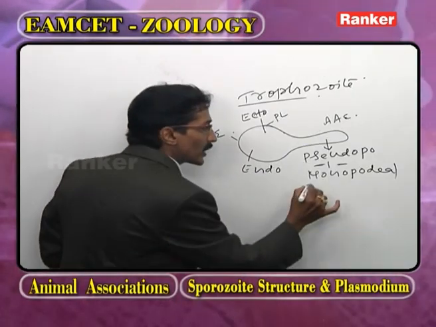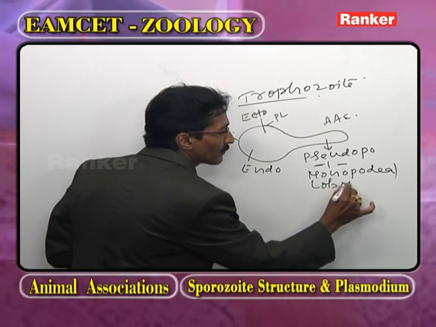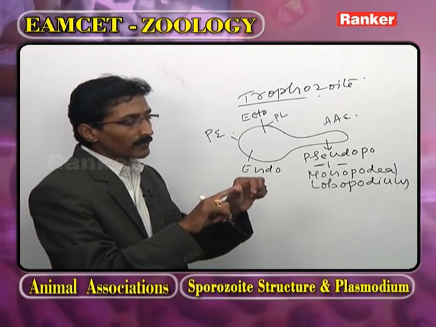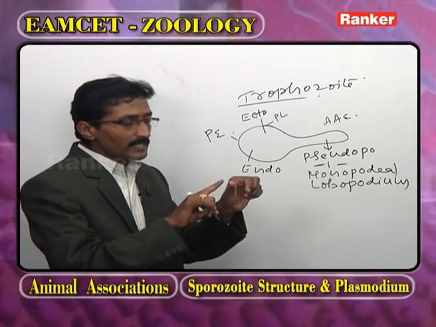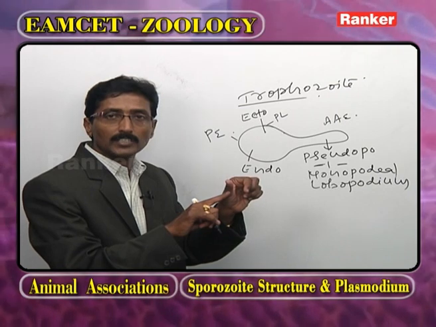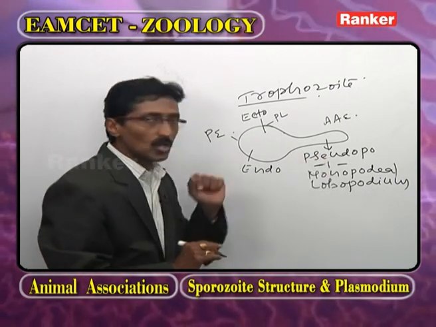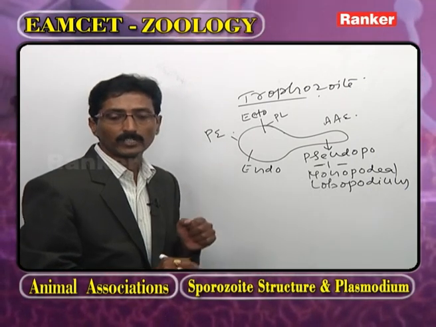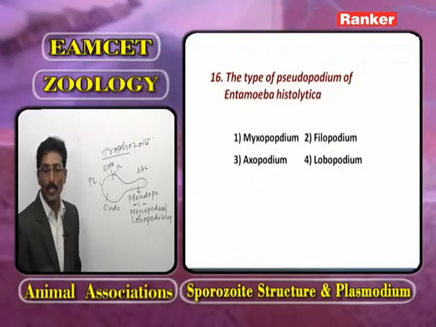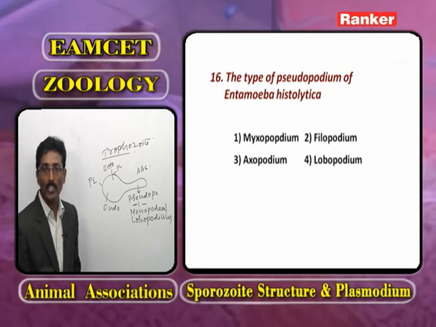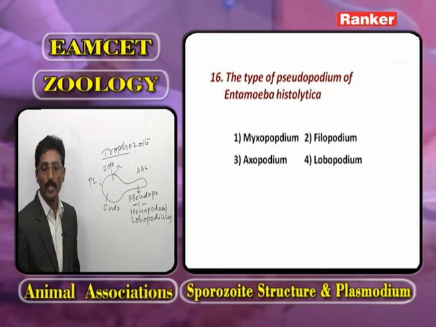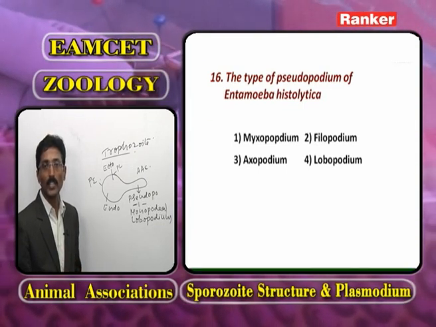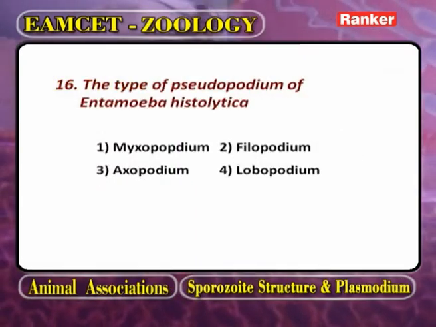What type of pseudopodium it is? The lobopodium. What is meant by lobopodium? The pseudopodium is blunt and finger-like. Such type of pseudopodium we call the lobopodium. Here the pseudopodium helps in food collection and amoeboid movement. Now, what type of pseudopodium does Entamoeba histolytica have? One is myxopodium, second one filopodium, third one exopodium, the last one is lobopodium. The correct answer is lobopodium.